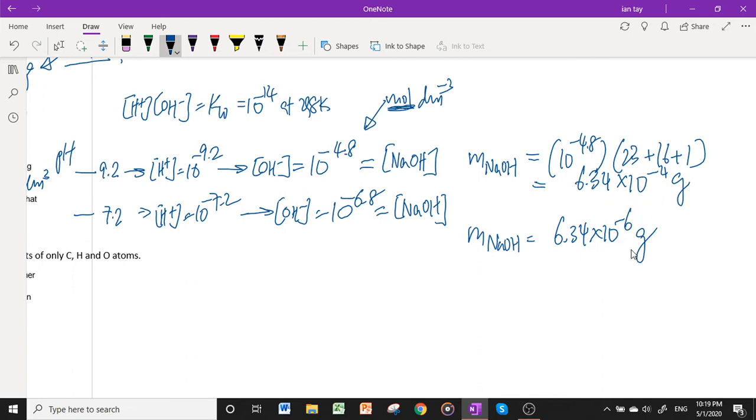It's 2 orders of magnitude. Kind of room for error, and that is not surprising when you consider that the pH scale is a logarithmic scale.